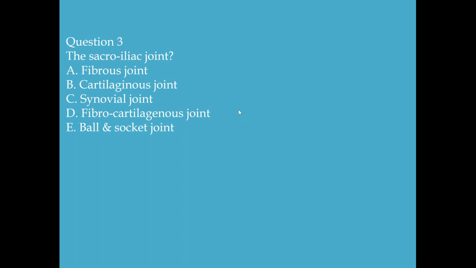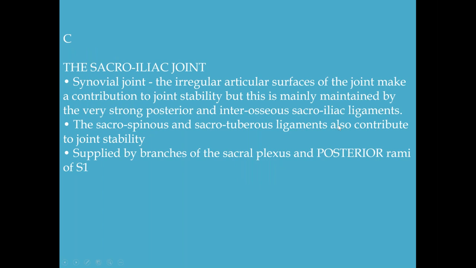What is your answer? My answer is C, synovial joint. Excellent, Arafa, excellent. This is the correct answer. Here is the explanation. The sacroiliac joint is a synovial joint. The irregular articular surface of the joint makes a contribution to joint stability, but this is mainly maintained by the very strong posterior and interosseous sacroiliac ligaments. The sacrospinous and sacrotuberous ligaments also contribute to joint stability. It is supplied by branches of the sacral plexus and posterior rami of S1.